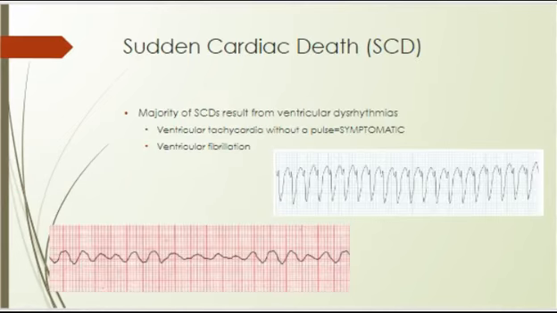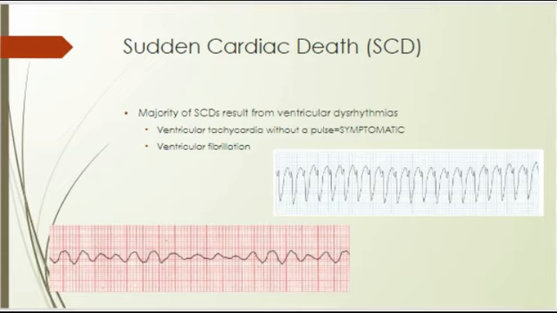Okay, so we already talked about sudden cardiac death at the end of the ACS lecture. We know that the rhythms involved with this are ventricular fibrillation, that's the lower strip, and symptomatic VT. Symptomatic VT is ventricular tachycardia without a pulse.